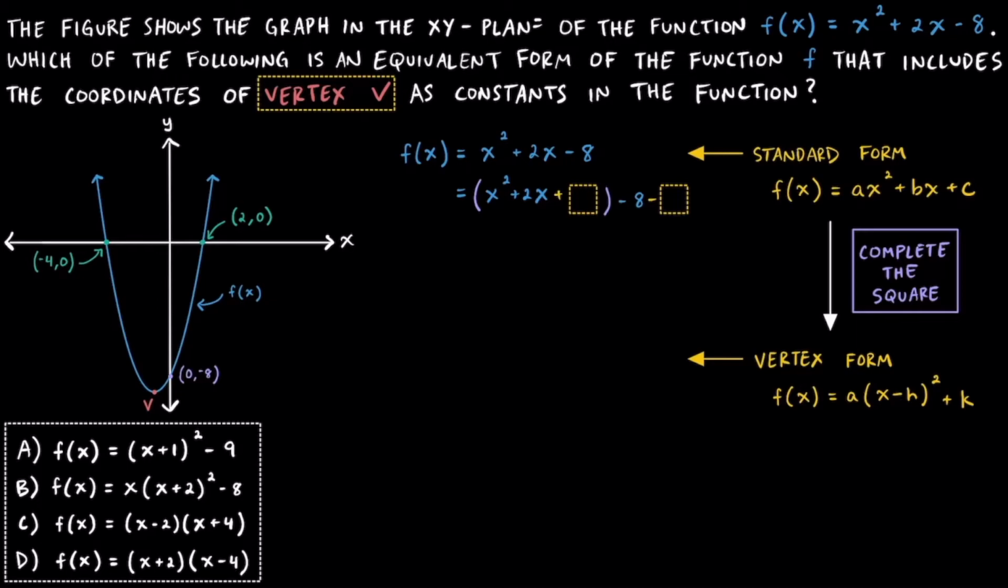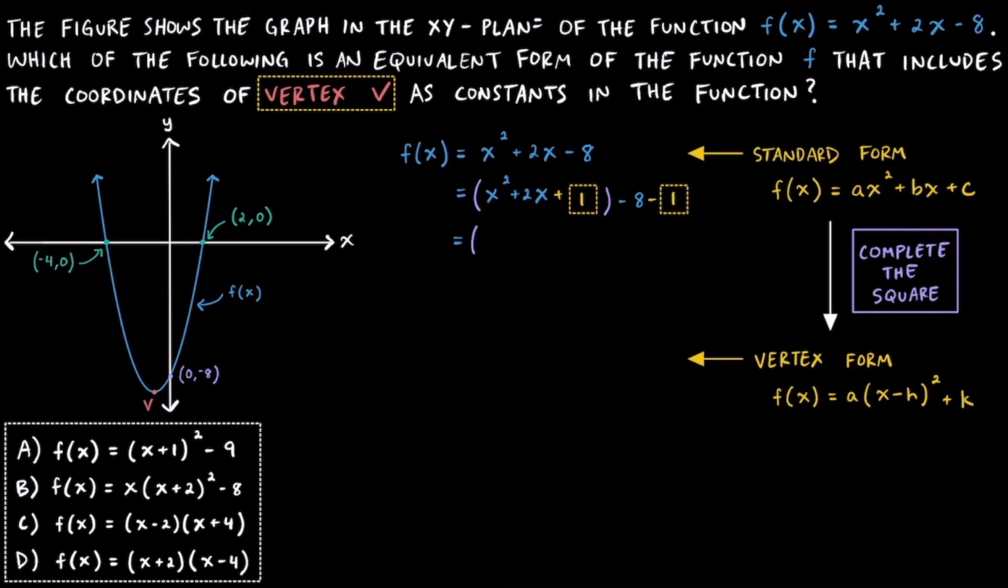To figure out what constant to add to complete the square, we always take half of the b term, which is 2 in this case, and then we square it. Half of 2 is equal to 1, and 1 squared is equal to 1, so we're going to add 1 inside the parentheses, but we're also going to subtract 1 outside the parentheses to balance it out.